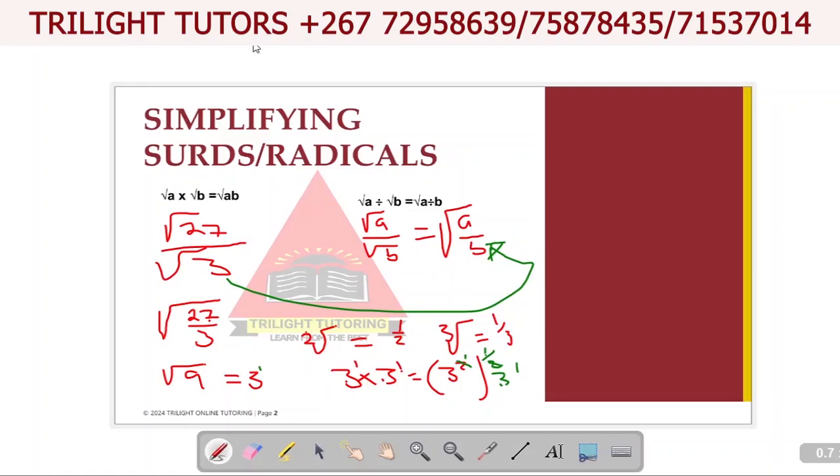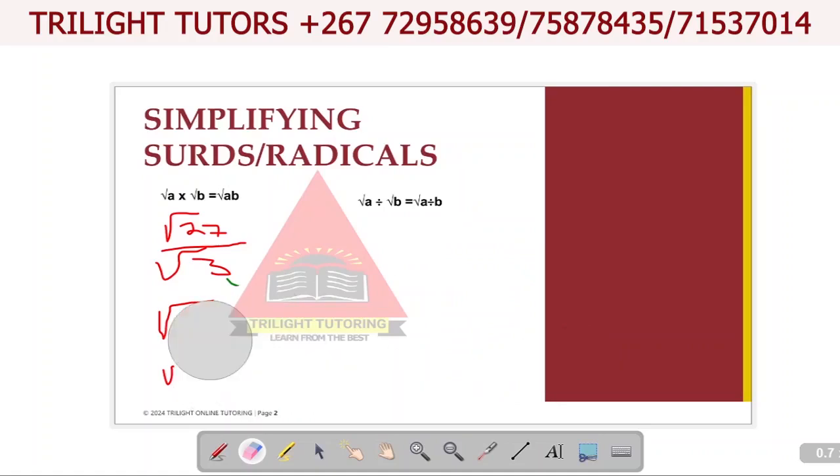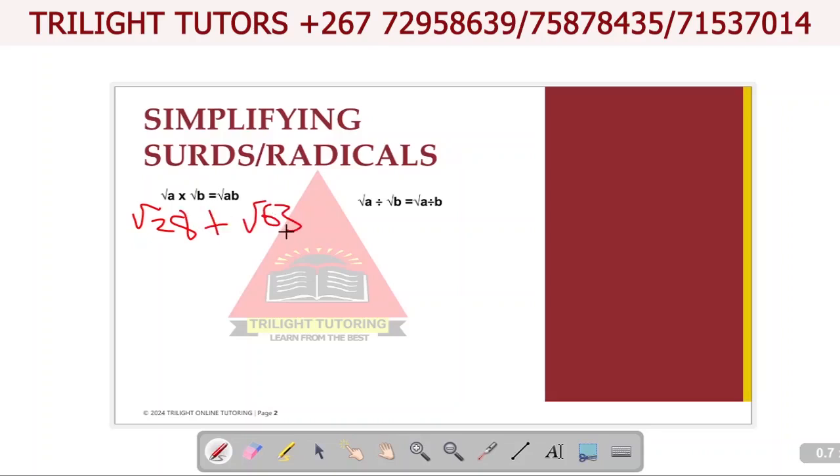So let's take another example that may involve both multiplication and division. Square root of 28 plus square root of 63. How to deal with this question? The first thing that we need to do is separate our numbers here. So we have this part. We're going to deal with this first part, and then we take the second part.